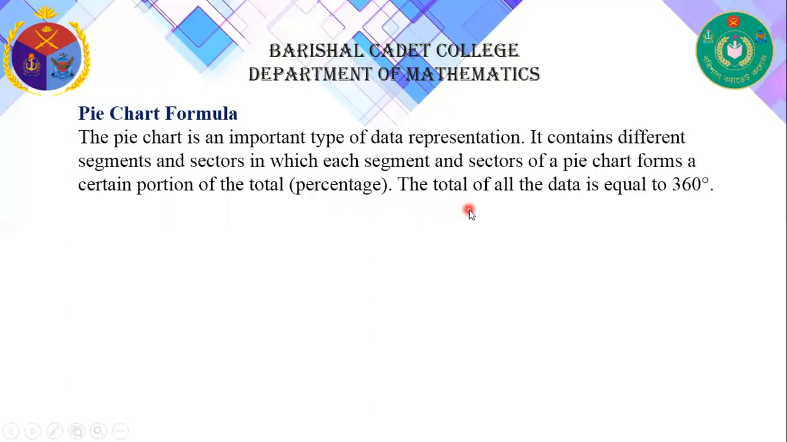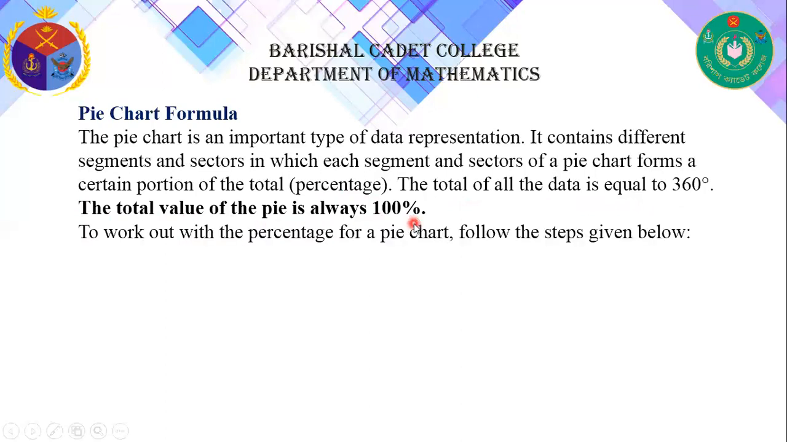The total of all data is equal to 360 degrees. That means 100% equals 360 degrees. The total value of the pie is always 100%. To work out the percentage for a pie chart, follow the steps given below.